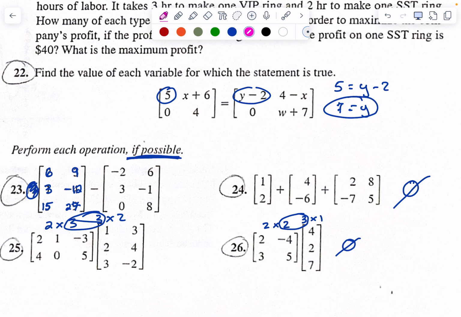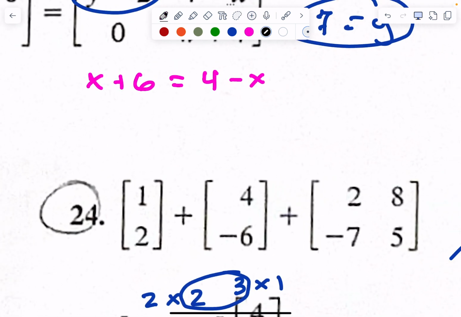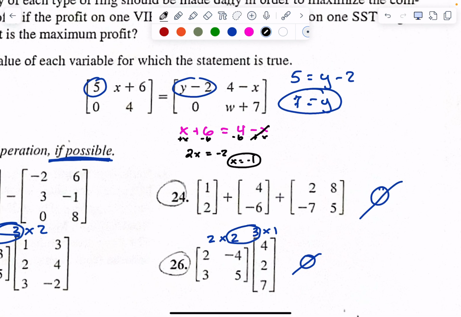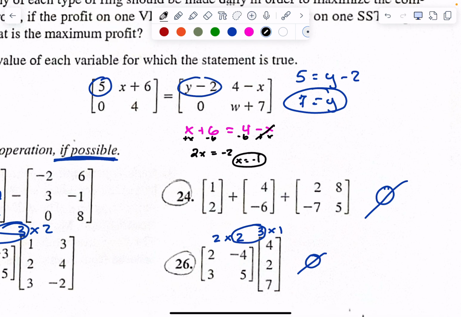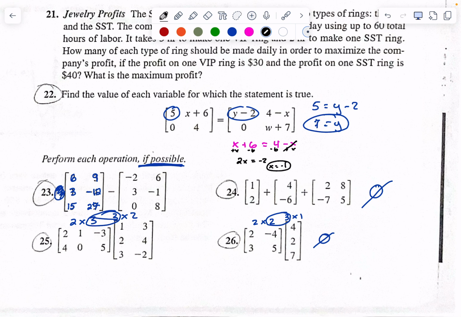How do we do the definitely middle one? So x plus 6 has to be equal to 4 minus x, and I'm going to get the x's together. So let's add the x over. Yeah. So 2x, if I subtract the 6, is negative 2. X is negative 1. Yeah. That's how it has to be, and then find w. How it has to be when you're setting two things equal. Each cell has to be cell for cell correct. Okay.